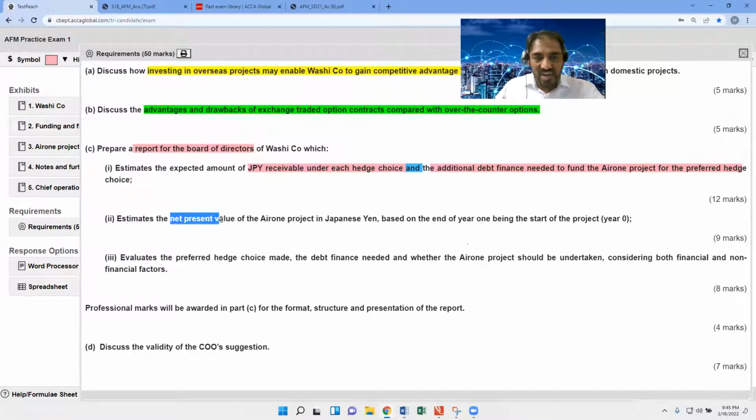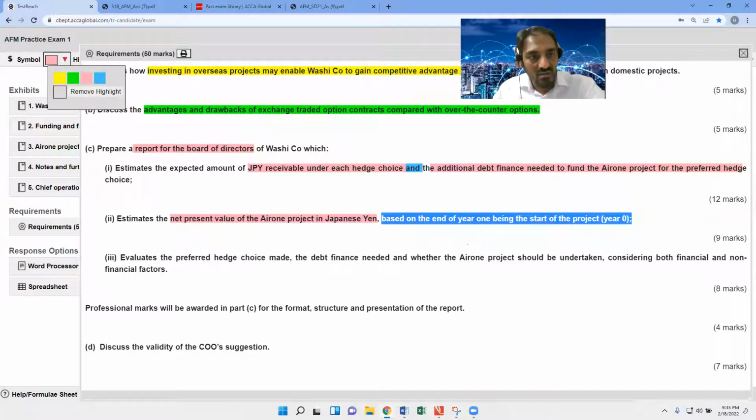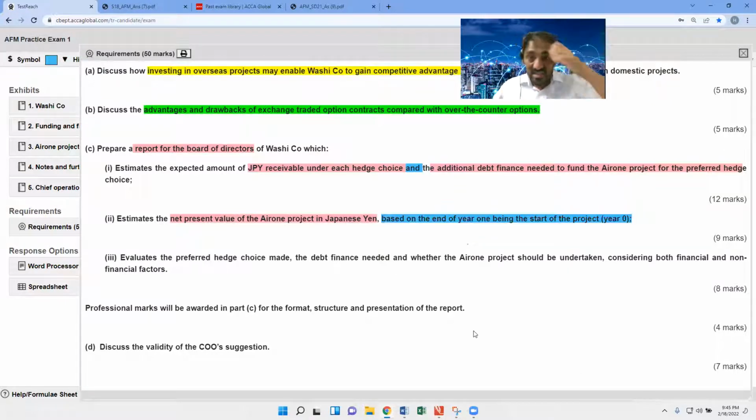Estimate the NPV of the Year 1 project in Japanese yen, based on the end of Year 1 being the start of the project at Year 0. Here this is an assumption. That's end of Year 1, assuming Year 0. So if the examiner says to assume something, we cannot argue; we have to take the assumption. Otherwise, the end of Year 1 is not Year 0.